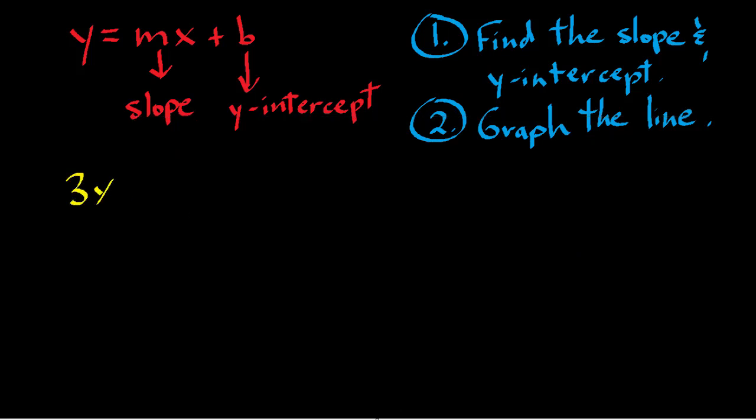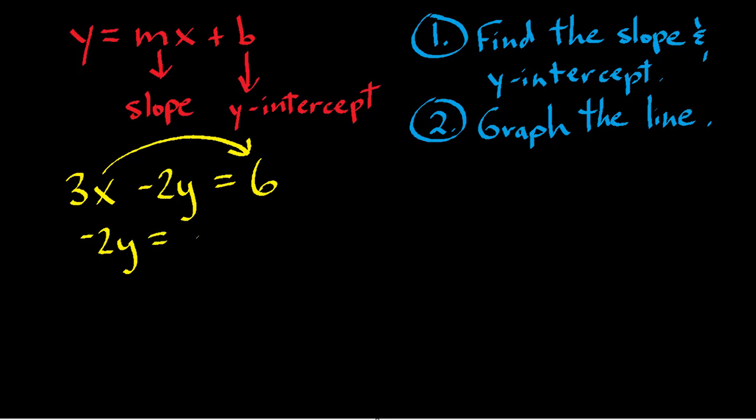3x minus 2y equals 6. Now again, we want to isolate the y term, so I'm going to move this 3x term to the other side by subtracting 3x. Next, I have to get y alone, so I'll divide every term by -2.